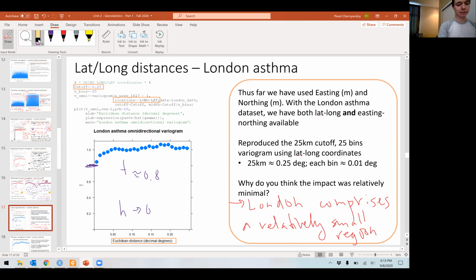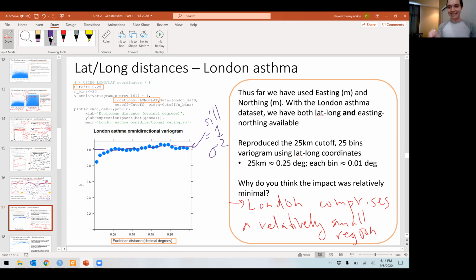Next, the sill. The maximum value attained by our variogram. But we know it's not really the maximum. It goes up and then kind of hovers around a certain value. And so if I kind of extend this out, we see that the sill is pretty clearly 1. That's the total variance.